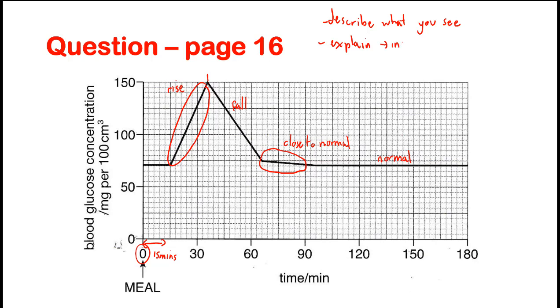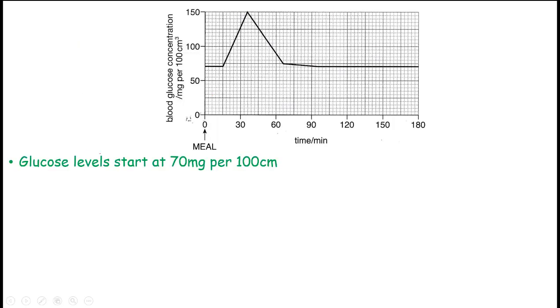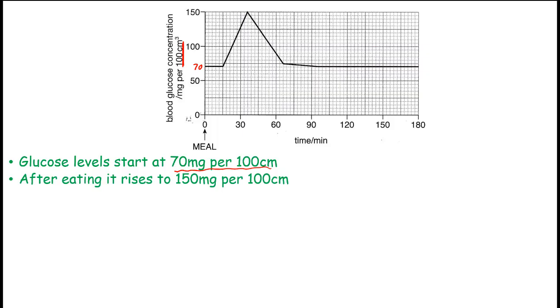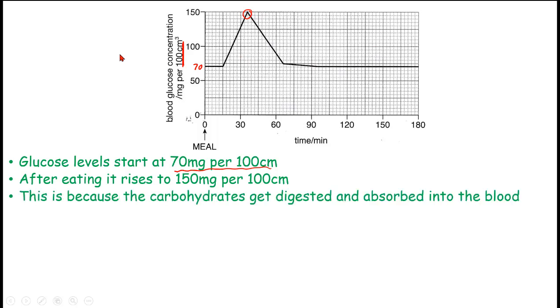So, what does the insulin do? What does the liver do? When using a graph, you need to make sure you always use data. So here's what happens. At the start, now this is us using data, there is 70 milligrams per 100 centimeter cubed of blood. Then it rises to 150 milligram per 100 centimeter cubed. Now that's because the carbohydrates get digested and absorbed into the blood. So that's explaining that data.